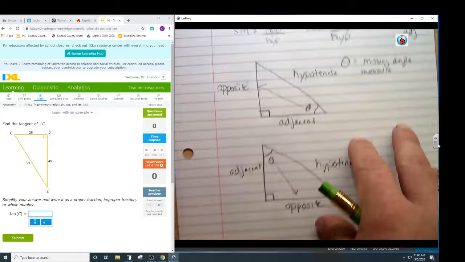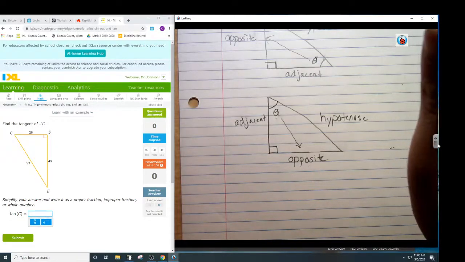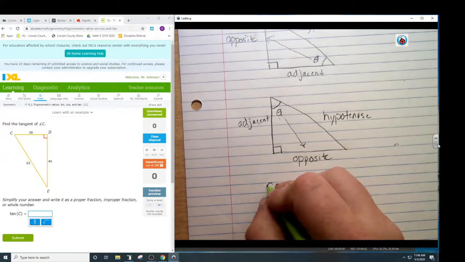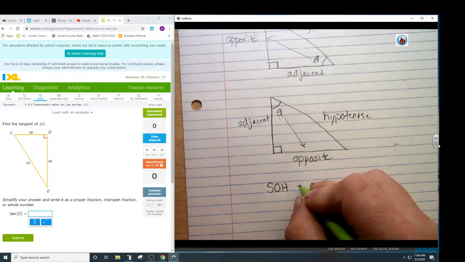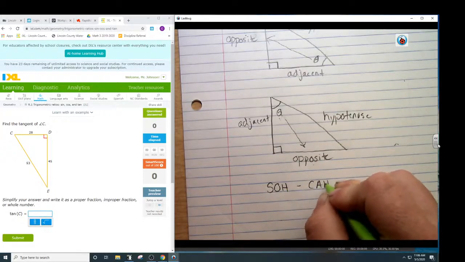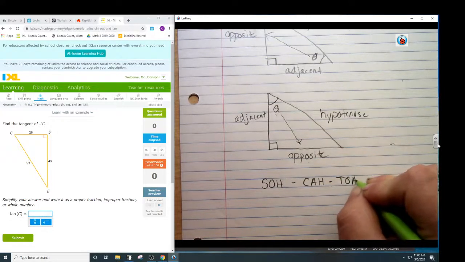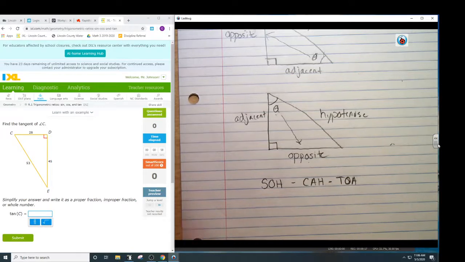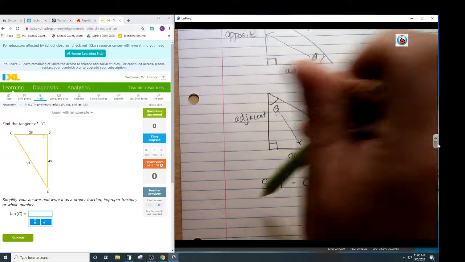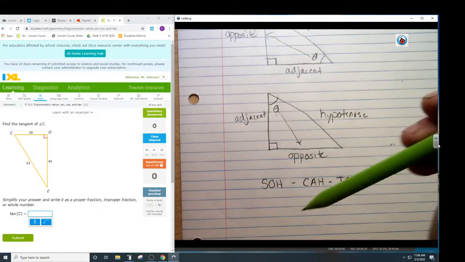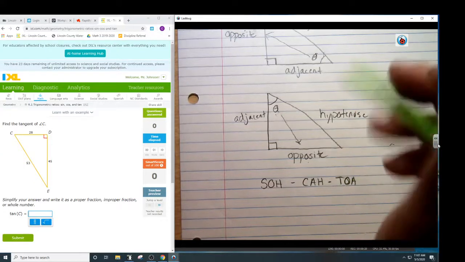Okay. Now, here's what your problem's going to look like. Remember, sine deals with opposite over hypotenuse. Cosine deals with adjacent over hypotenuse. And tangent deals with opposite over adjacent. You've got to remember those three things. SOHCAHTOA. You may be able to come up with other ways of remembering this. You will have to remember it, though, because more than likely no teacher is going to let you have these notes on a test.